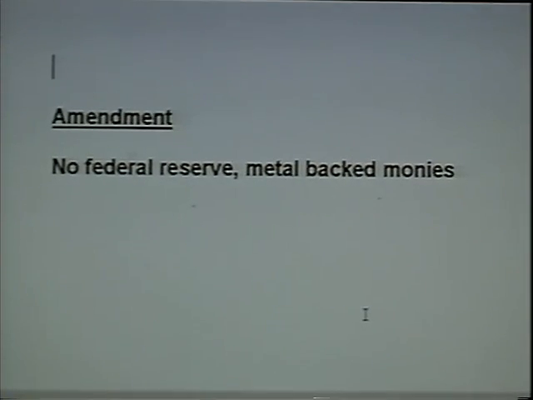So what is needed is a constitutional amendment saying no Federal Reserve, let the forces of capitalism handle the money supply. If there is some aspect of the Federal Reserve that is felt needed, that it be done by constitutional amendment, and no printing of monies unless backed by metal.